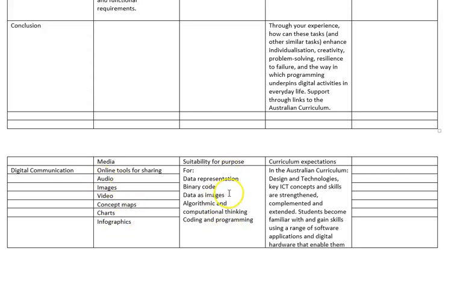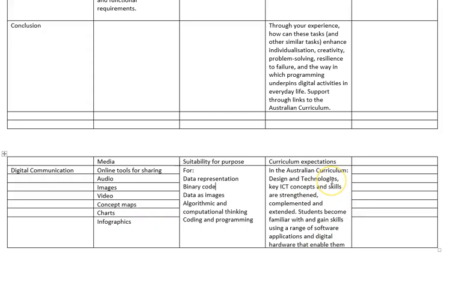So obviously, if we're looking at data as images, you're going to take these images that you've used and say, there you go, I've shown you. If we have data representation, it could be that you actually have a graph or chart of some sort. So definitely link that to suitability of purpose, and it should be just implicit in what you do. So this is just drawing your attention to how you're going to do it.